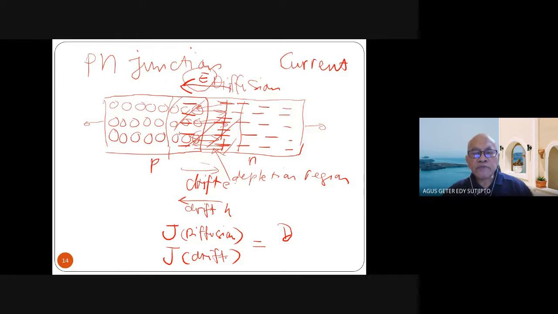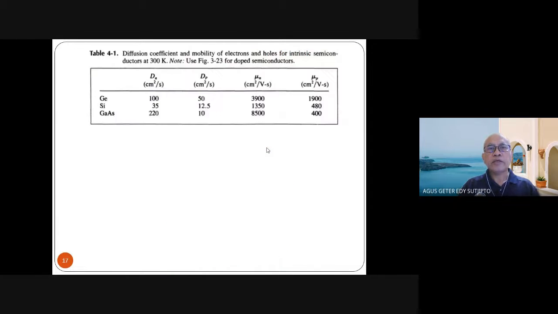and the drift current is because of the mobility of the electron and hole. Under the electric field here, the electron moves to the right and the positive charge to the left, because of the mobility. So this is a property of the materials. Silicon, for example, will have a different diffusivity of electron or hole than germanium, and germanium and silicon will be different.